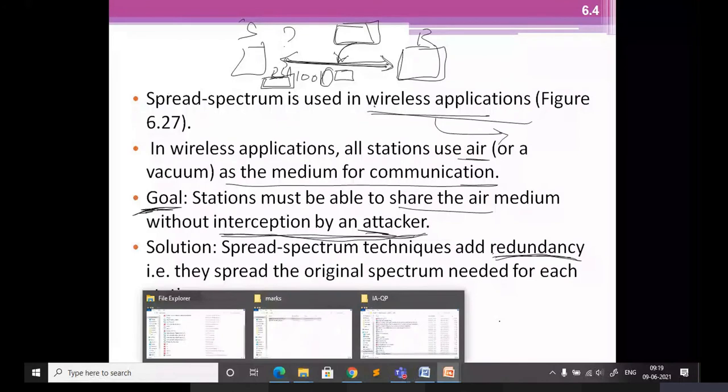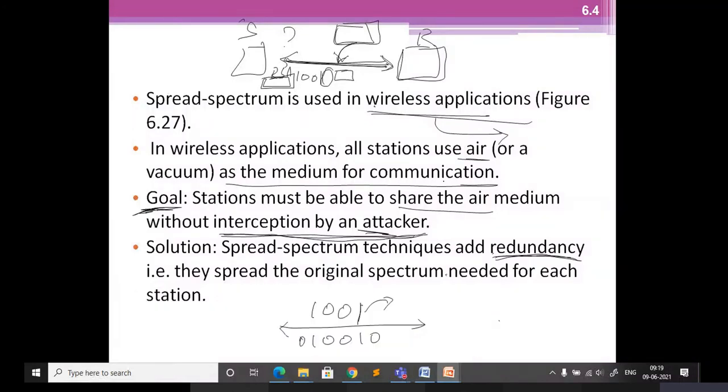I'm adding some extra bits. You can see I have added zeros at the start and end of the data. This is one technique. What type of redundancy you add also matters for security. We will learn how redundancy is added in spread spectrum and what type of technique is used. For now, just understand that redundancy means adding some extra information to my original data.